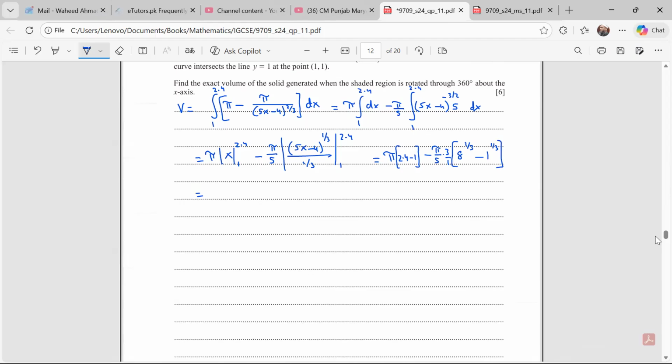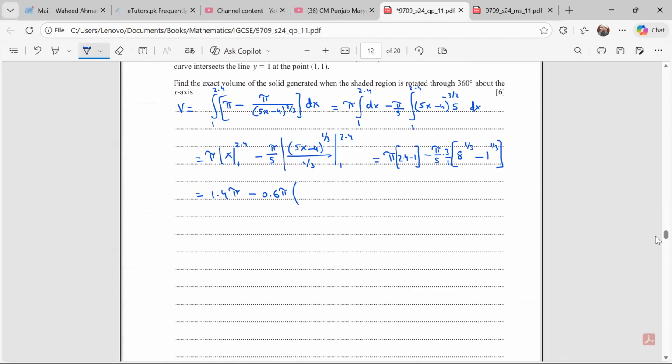Okay, so this will become 1.4 pi minus, this is 3 by 5, which means 0.6. 0.6 pi, am I right? Yeah.